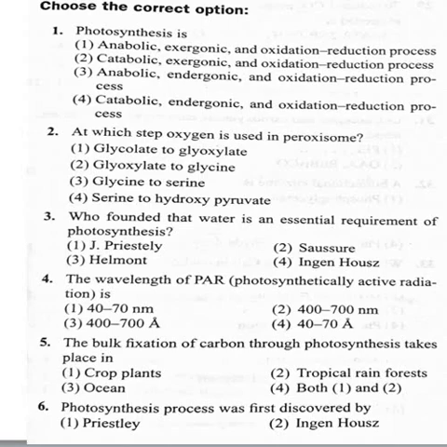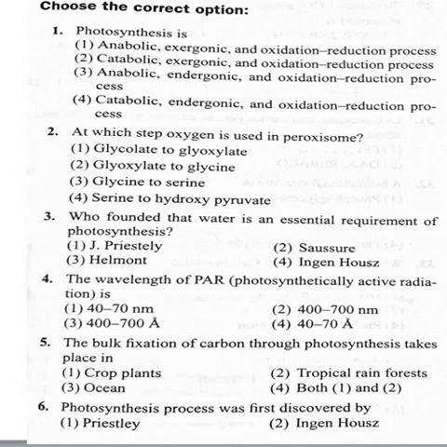Now coming to Saussure. Saussure demonstrated that plants absorb carbon dioxide during photosynthesis. Now coming to Helmont. Van Helmont discovered that water was involved in increasing the mass of the plant. So Helmont founded that water is an essential requirement for photosynthesis. Next, John Ingenhousz discovered that light is necessary for plants to produce oxygen. So John Ingenhousz discovered the process of photosynthesis. So correct answer is Helmont.